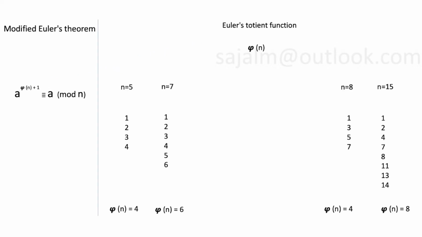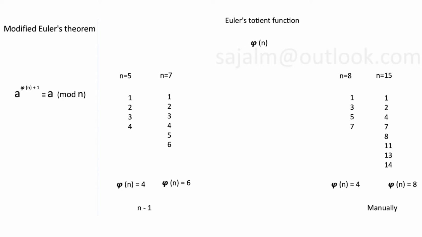The totient function, denoted by phi n, calculates all the integers less than or equal to n which do not share a factor with n. Example, when n is equal to 5, there are 4 integers from 1 to 4 which do not share a factor with 5. However, for phi 8, we can see that 2 and 4 are excluded as they share a factor with 8. We have also excluded 6 because 6 shares the factor 2 with 8.